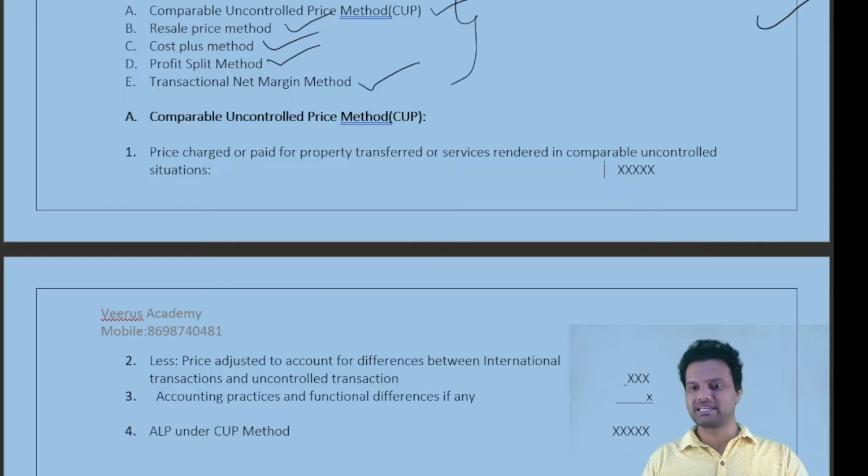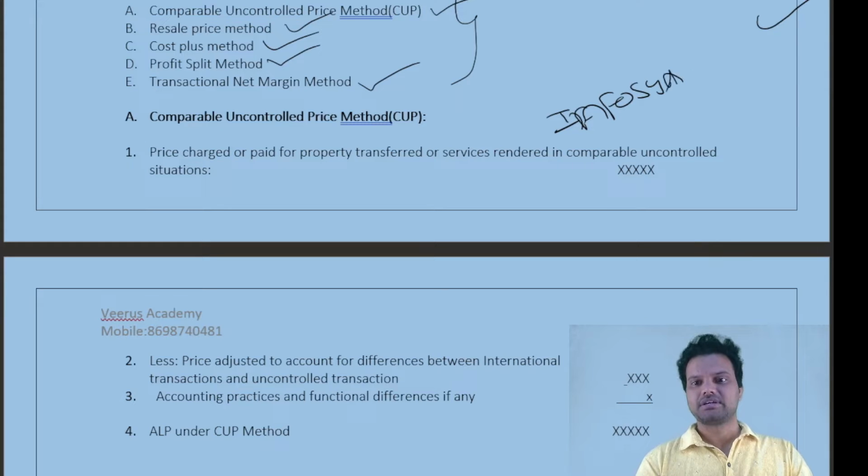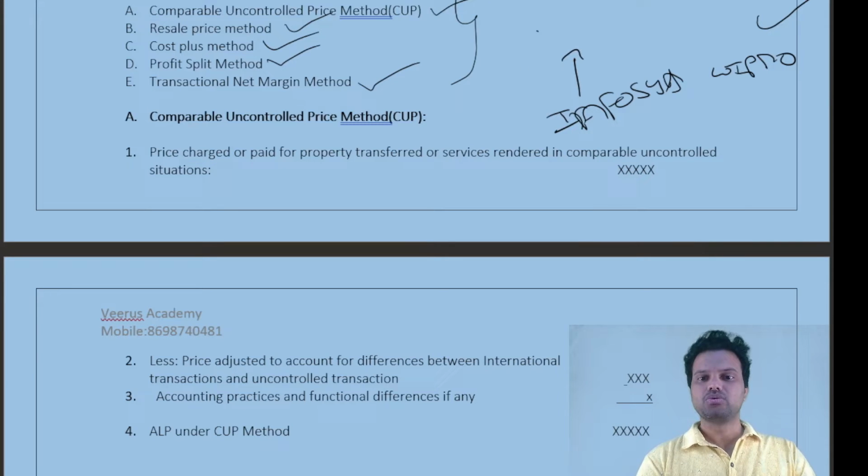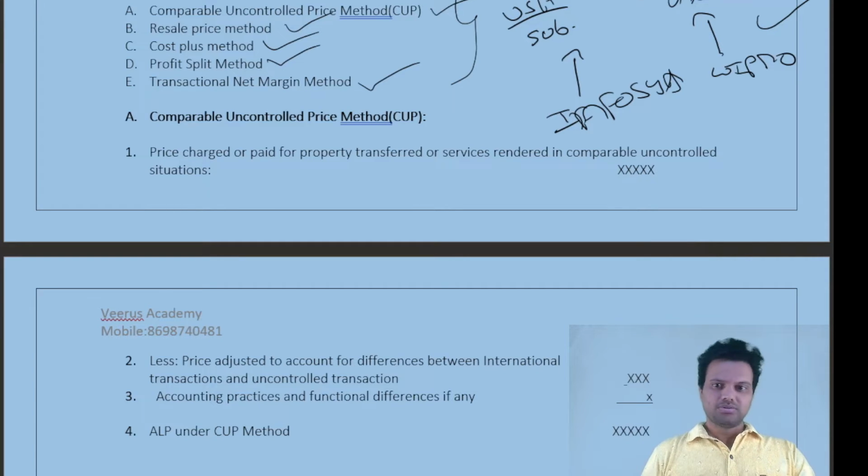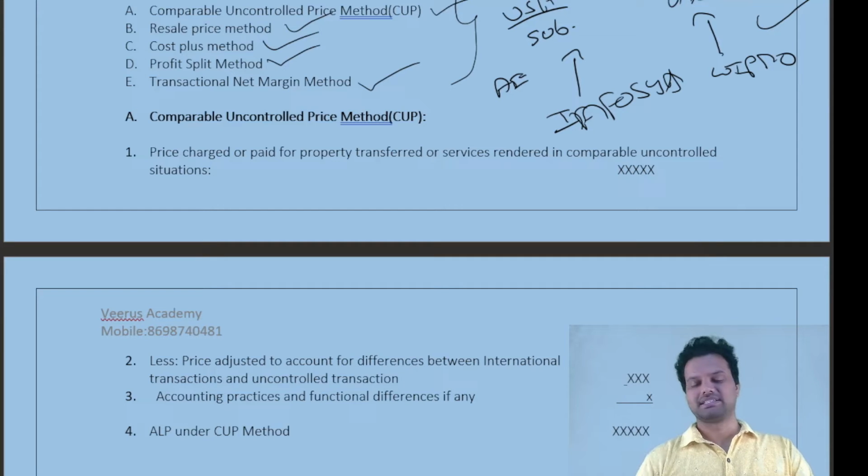For example, if I take an example here, Infosys and Wipro. These two IT companies. Infosys sold some product to its subsidiary in the USA, for example. Wipro also sold a similar product to an unrelated party in the USA. So this is a transaction between the associated enterprises. This is an uncontrolled transaction.